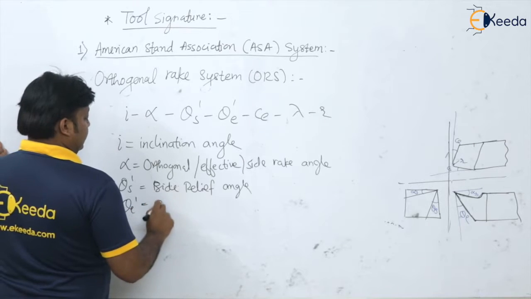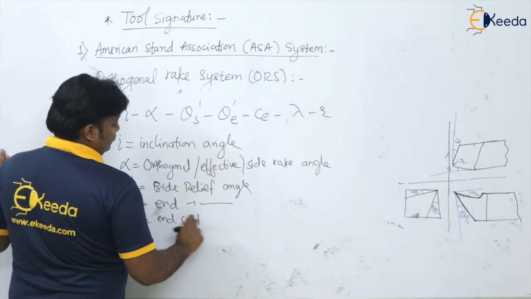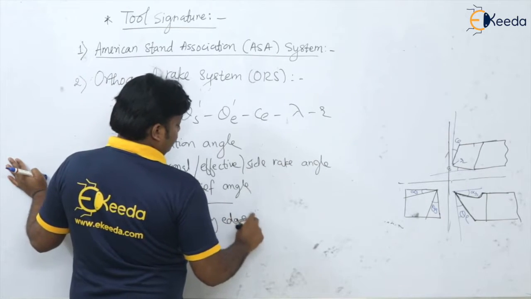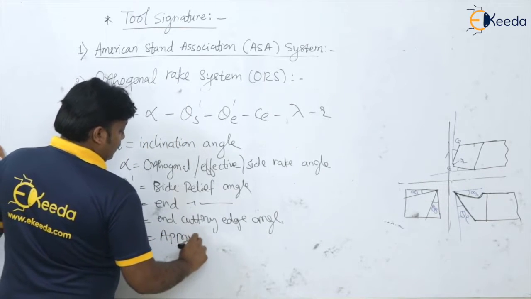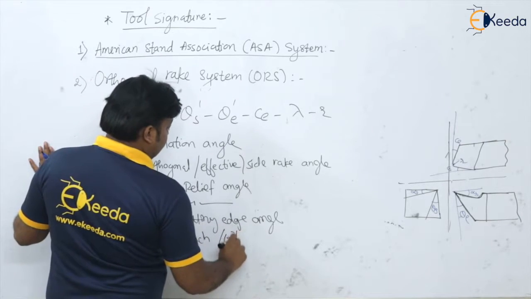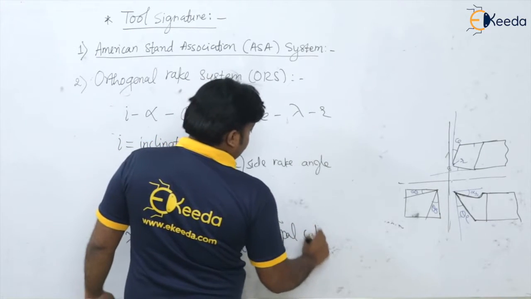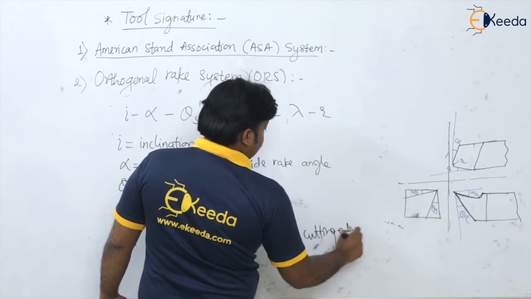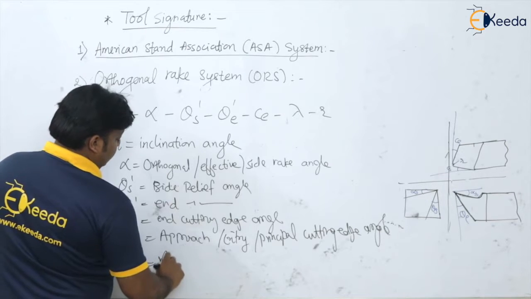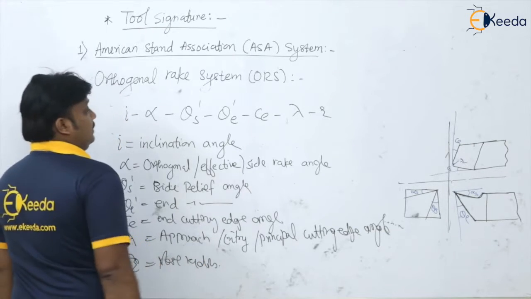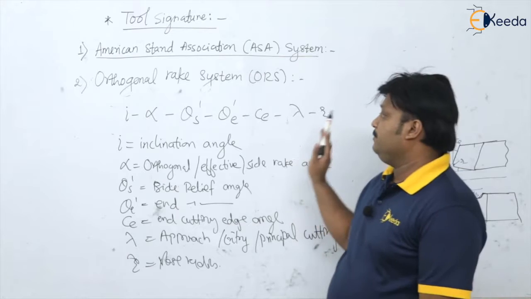theta E dash is end relief angle, CE is end cutting edge angle, and lambda is approach angle or entry angle or principal cutting edge angle, and R is the nose radius. So this is the tool signature we can have in the orthogonal rake system.